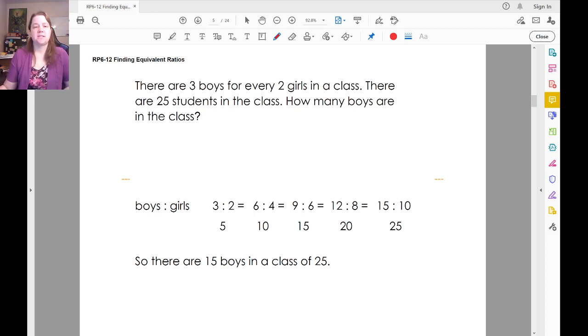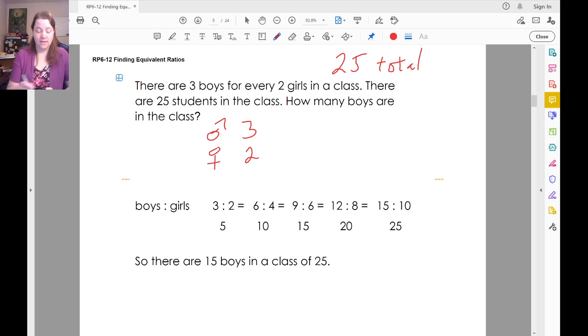Now, this question asks something a little bit different. If there are 3 boys for every 2 girls in the class, they're going to tell us now there are 25 students total in a class. And they're going to ask, well, if there's 25 people total, how many boys are in the class? They don't tell us specifically how many total people are in the class. We're left to see that there are 3 boys, 2 girls. They don't give us any other details. So that means that the total here is 5.